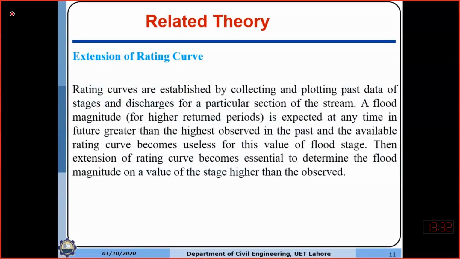Why we need to extend the rating curve? Remember this, when we make the rating curve for a river gauging station, we obviously go up to the maximum discharge and maximum stage. But at later stages, due to any reason, you know that discharge in the river or the rainfall on a certain area are unpredictable natural phenomena. So we can get a discharge more than the one for which we have made the rating curve.